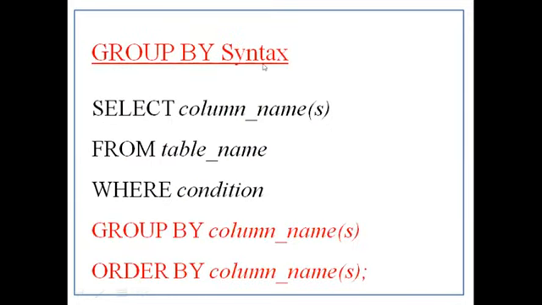The GROUP BY syntax: SELECT column_name FROM table_name WHERE apply one condition by using WHERE, then GROUP BY column_name, followed by ORDER BY column_name. It's better to use the ORDER BY clause at the end of the statement, and before that you can use GROUP BY. This is the basic syntax of GROUP BY. I'll repeat: SELECT columns FROM table_name, apply the condition, GROUP BY column_name, ORDER BY column_name.